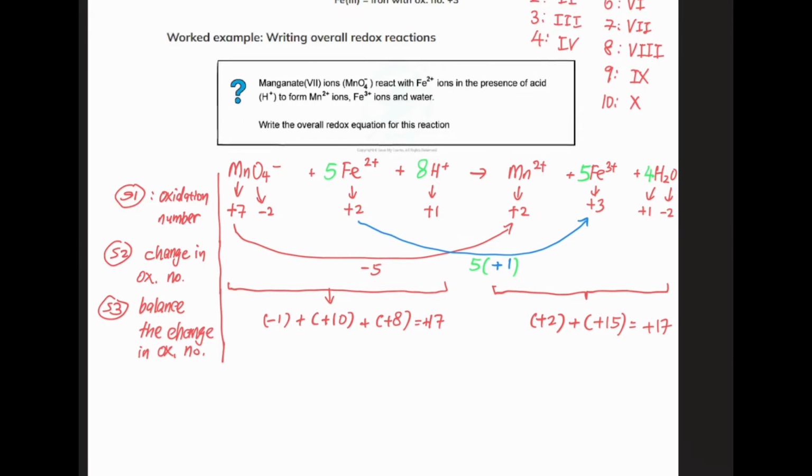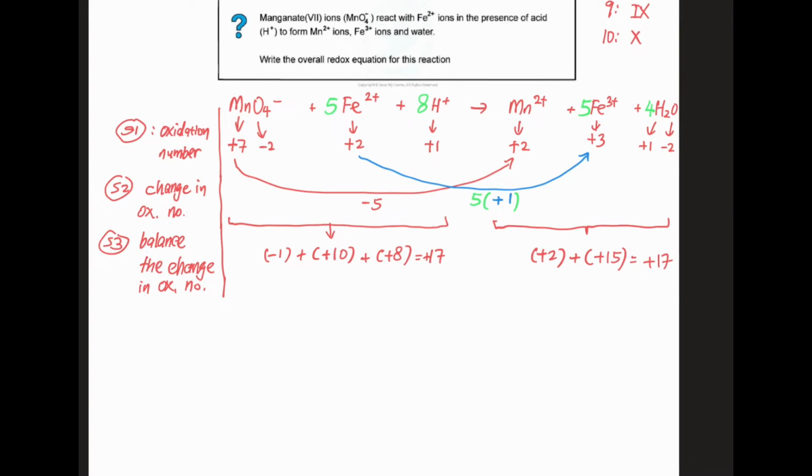So I make a conclusion here. Balance the change in oxidation number, then balance the atom, and then balance the charge. So these are basically the steps in balancing the equation by using redox, by using the change in oxidation number. Okay, so settle for this.